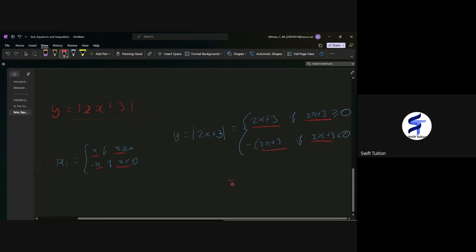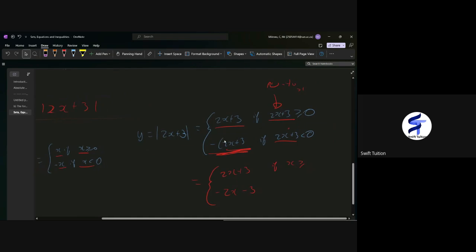And then I'm going to write this in terms of x, and then write this in terms of x. I'm going to simplify this. That's going to be the second step. So the second step is to write in terms of x. So that's going to be 2x plus 3, that stays the same. I'm going to simplify this to negative 2x minus 3. This becomes if x is greater than or equal to negative 3 over 2.